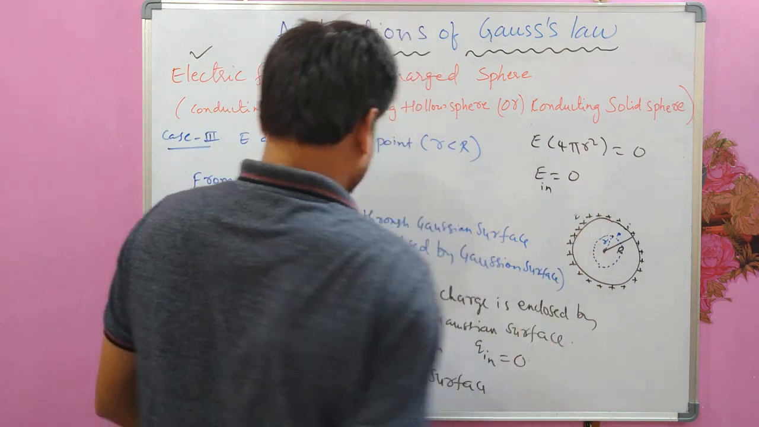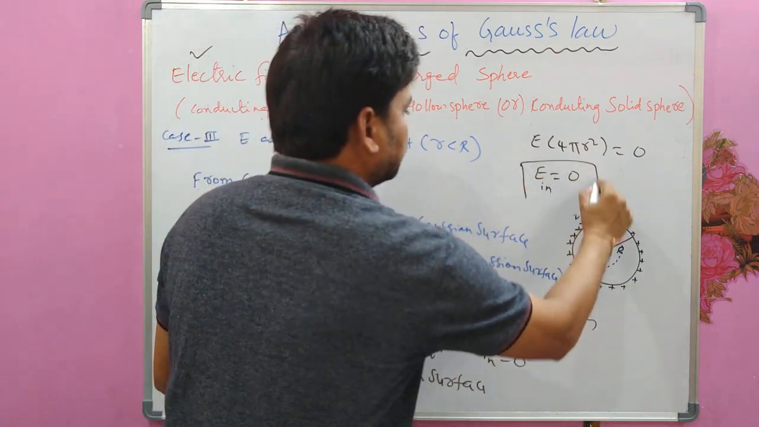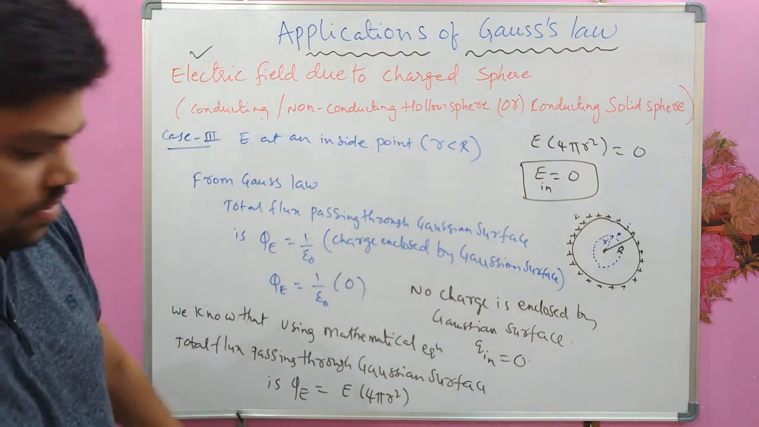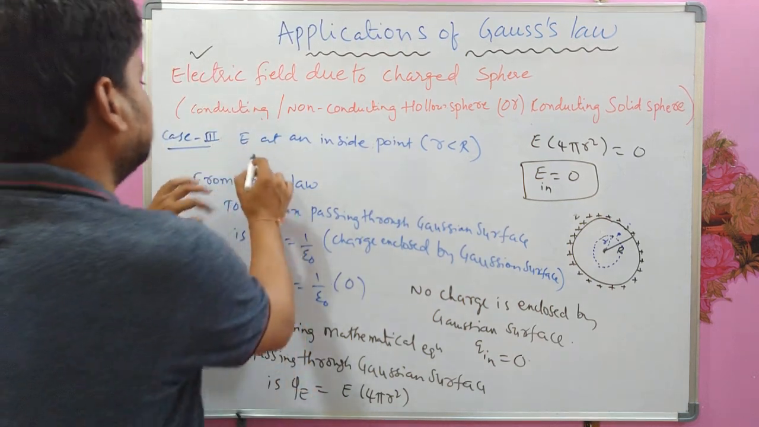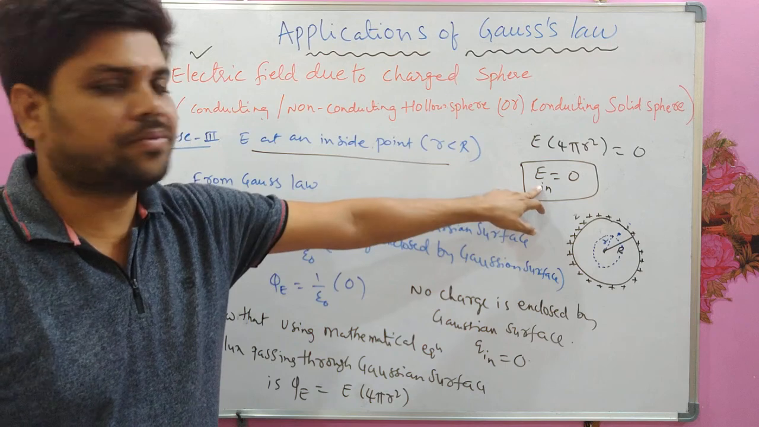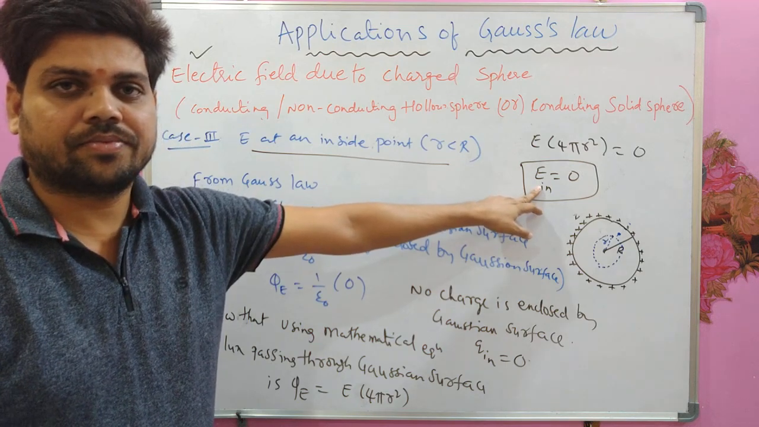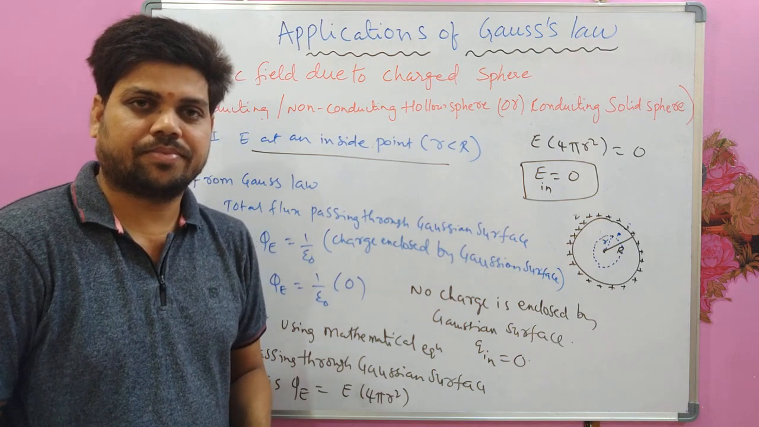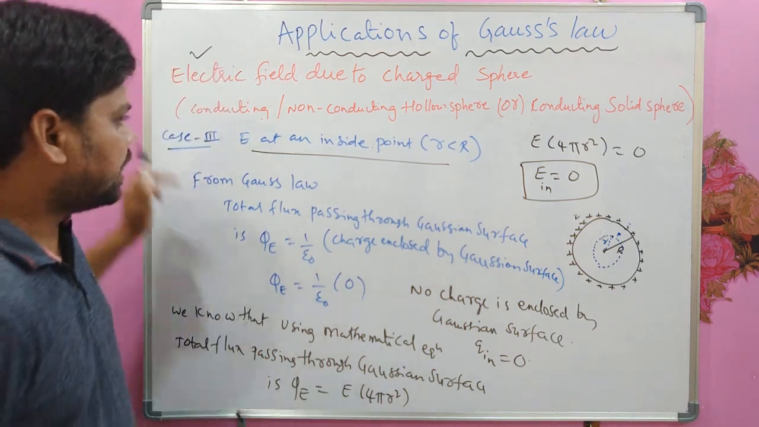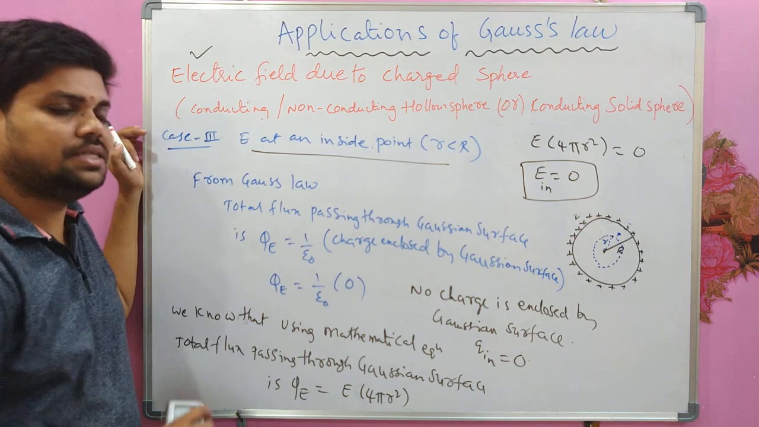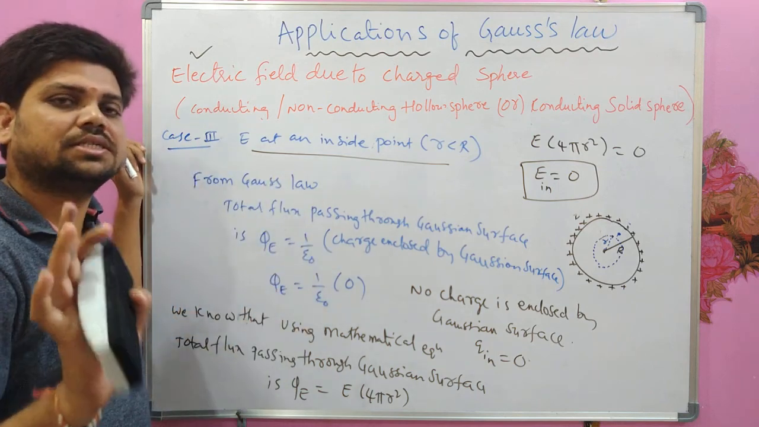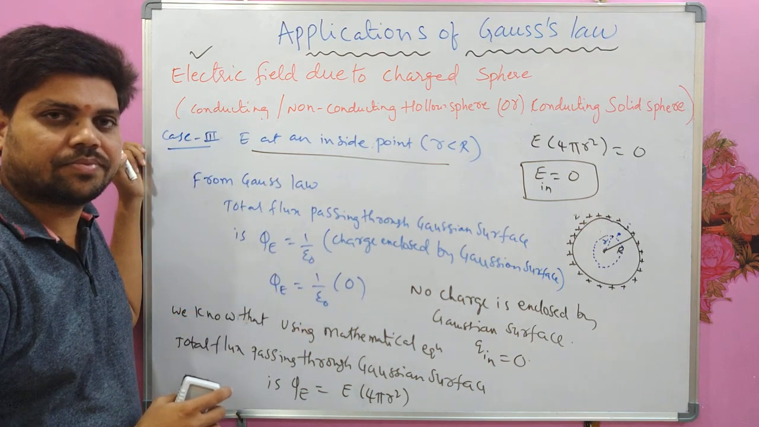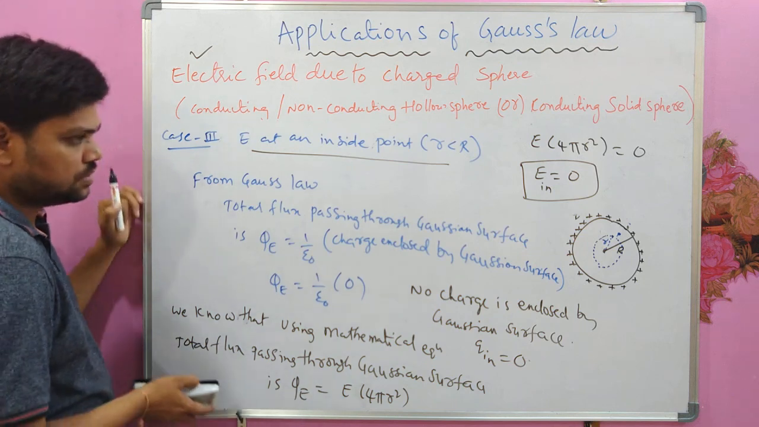E in is equal to 0. So the answer for this is 0. There is no charge inside. Simple. Right? Now we will write all the 3 answers at one place and represent those answers in graphs. Okay? So make a copy.